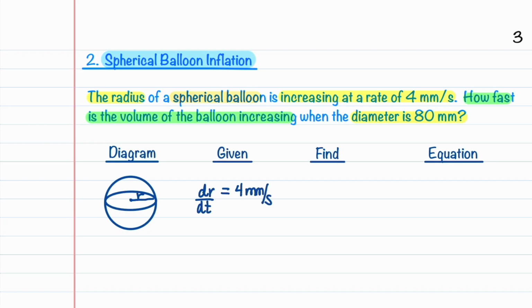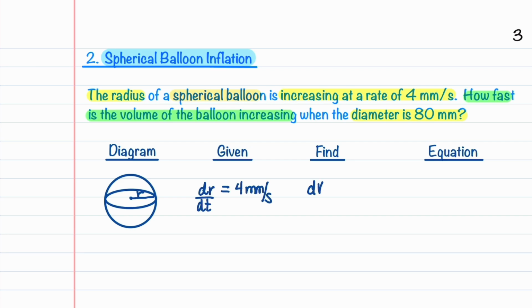We want to find how fast the volume is increasing, so we're going to find dV/dt when the diameter is 80 millimeters. Now we need to find the equation. We need an equation that relates radius to the volume of a sphere, and that equation is V equals 4/3 pi r cubed.